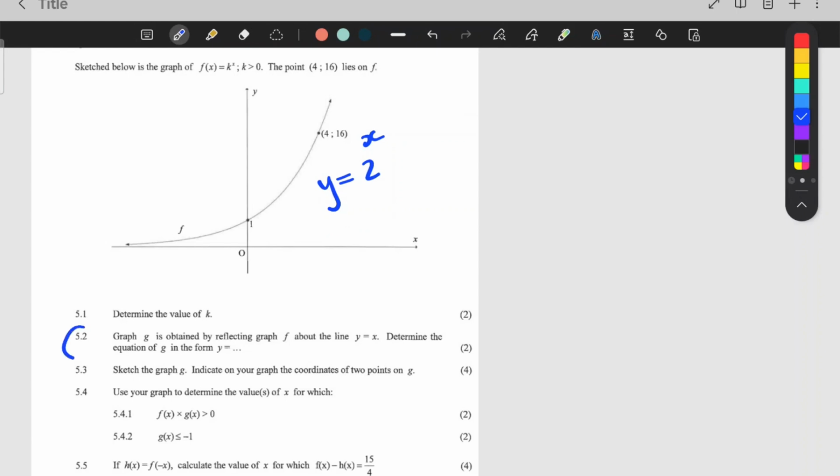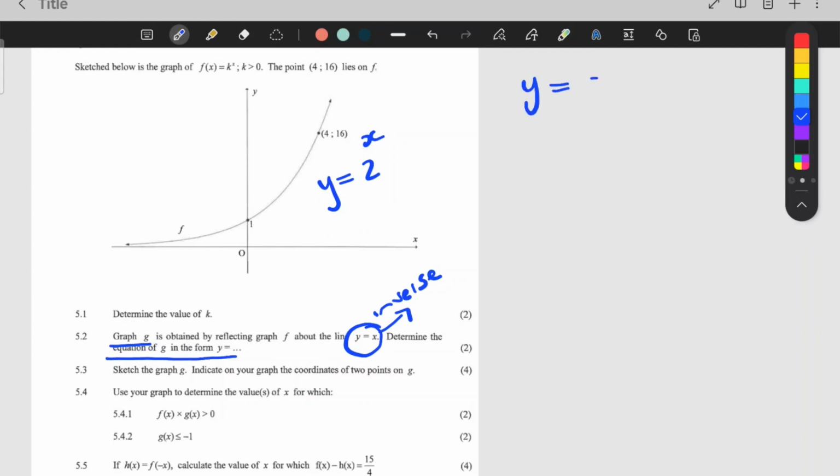5.2 says, graph g, so there's this new graph. Graph g is obtained by reflecting f. This is f. So our graph is f. By reflecting f in the line y is equal to x. So that means this is going to be the inverse, eh? This line is the same as the inverse. Determine the equation of g.